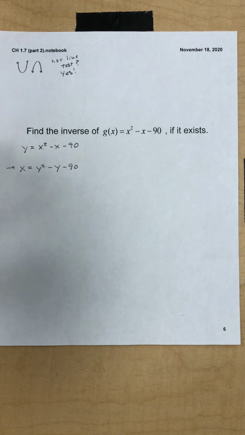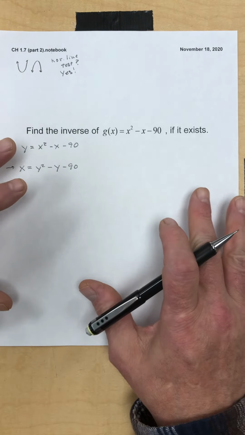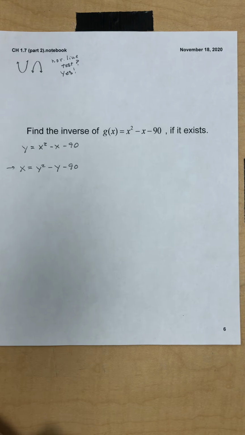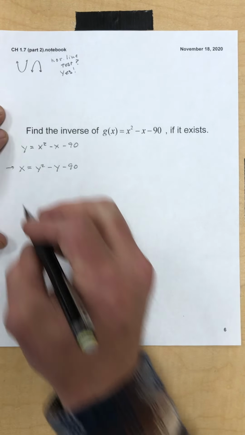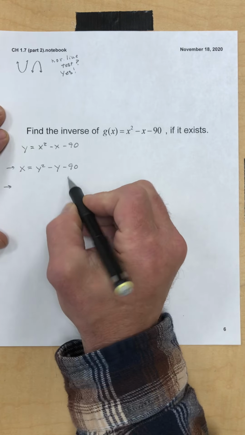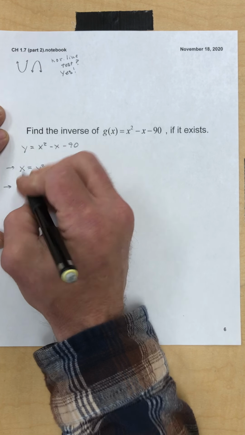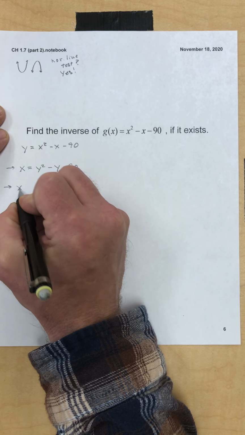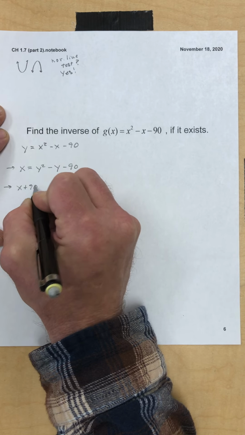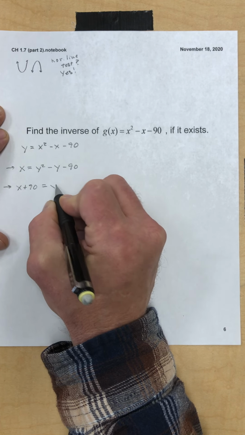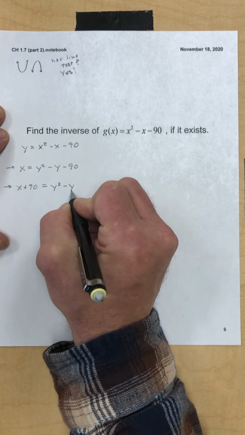Just like the last couple of videos, we'll get all the terms with y together on one side and everything else on the other side. So let's move that minus 90 over so it becomes positive. So we get x plus 90 equals y squared minus y.